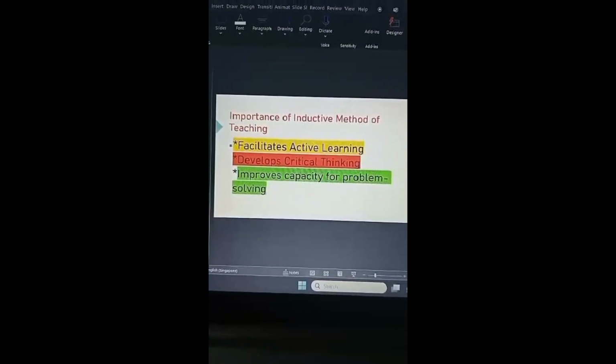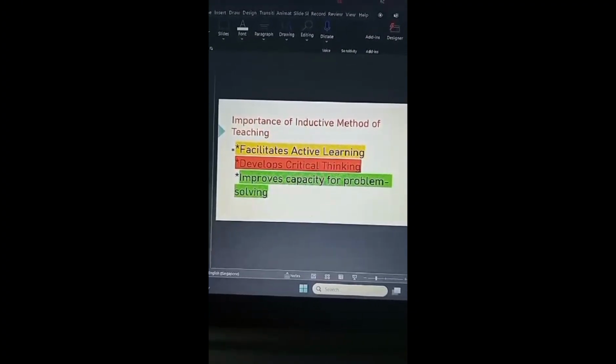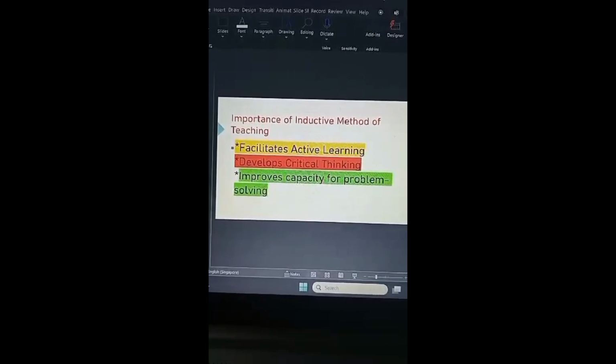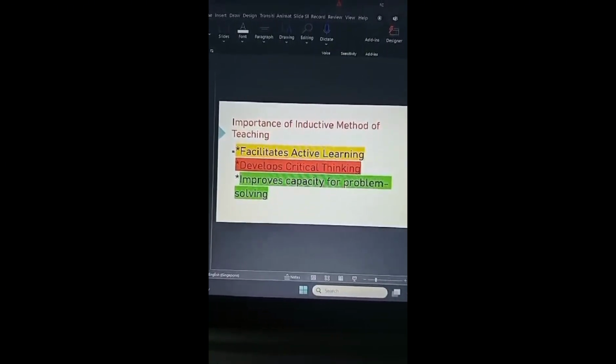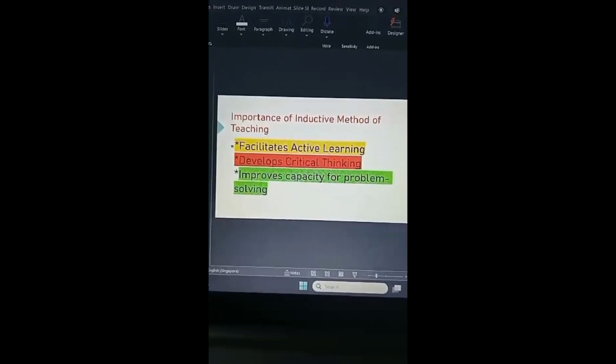Next is to develop critical thinking. Inductive teaching requires students to think critically and logically and to make inferences based on their observations and data analysis.